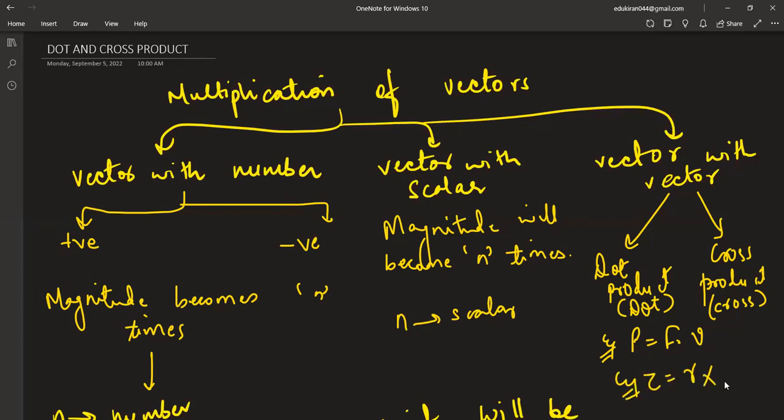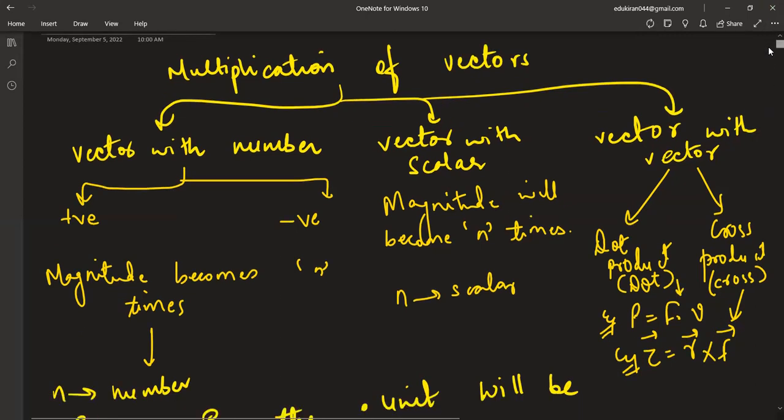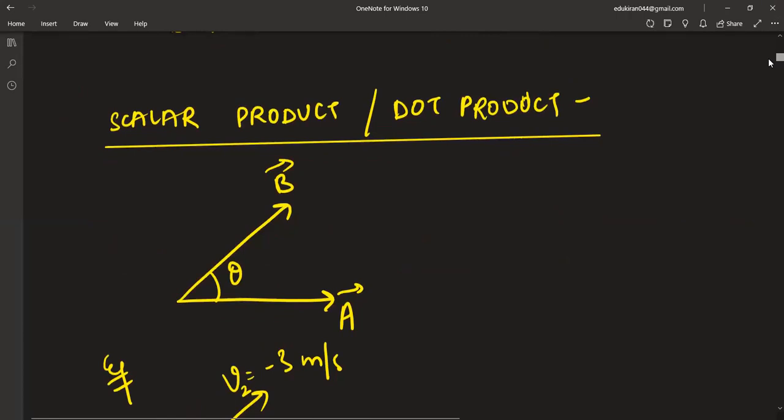Now suppose I give you an example, torque. Torque is R cross F. Position vector and force are vectors, and torque is also a vector. So in such cases, when you multiply vectors with vectors and the result is also a vector, then we use the cross product. And when do you use the dot product? When you are multiplying vectors with vectors, but the result is a scalar.